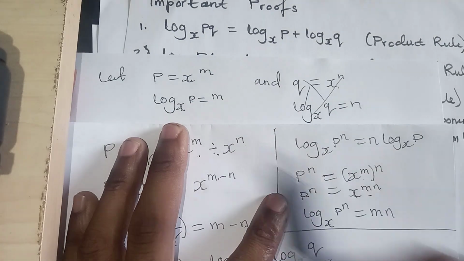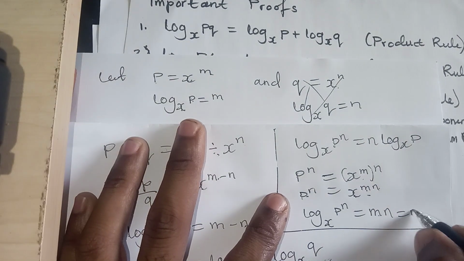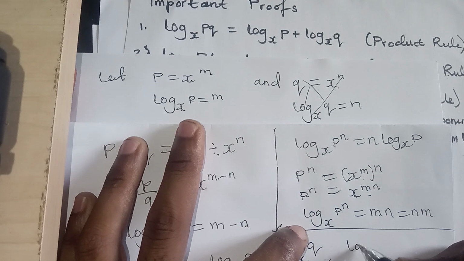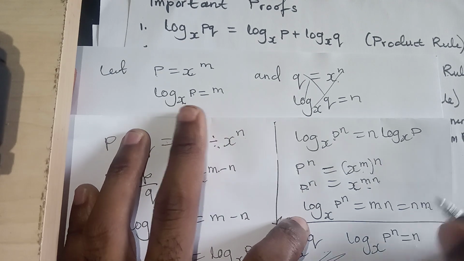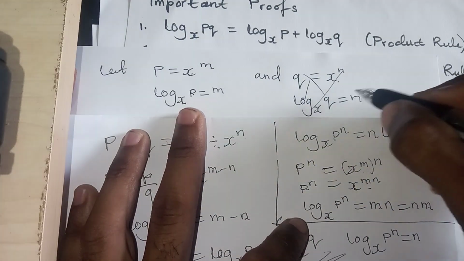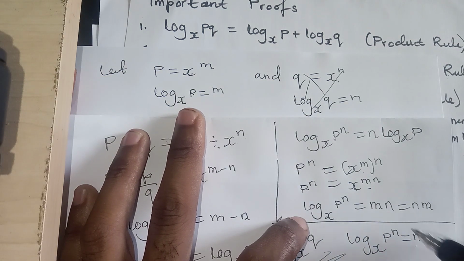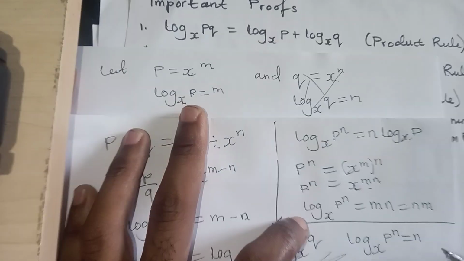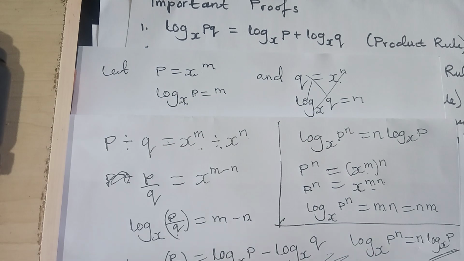Then going back to this, we know that m is log x of p. Let me just write it like this so that it's much easier to see. So this is log x of p to the power n is equal to n. M is equal to, by the way, this n has nothing to do with this. It's just some random letter I used, so don't substitute it with that. So m will be log x of p, and you have completed the proof.